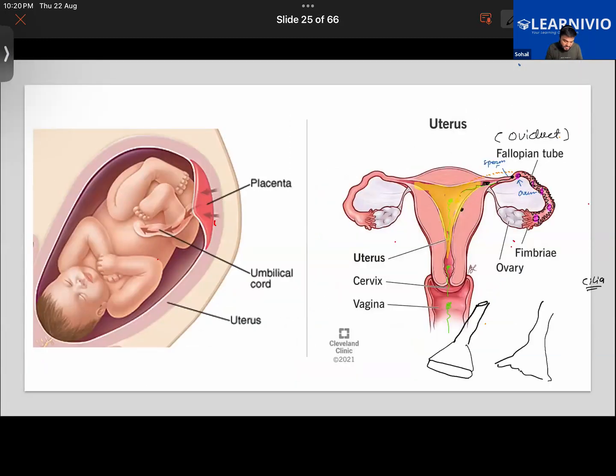Later on, we'll be learning about how the growth of the baby takes place. What is placenta? What is umbilical cord? You guys observe this: this is the size of the uterus over here, and look at the size of the uterus once the baby starts to grow. You will see that it expands. The size of the uterus has to expand in order to accommodate the size of the baby. Remember, we talked about the progesterone hormone.